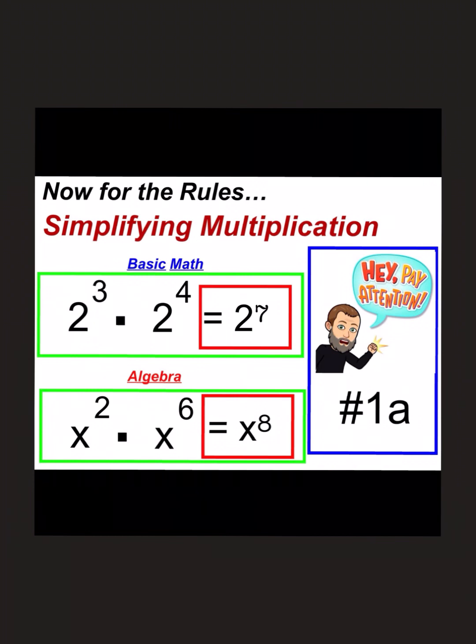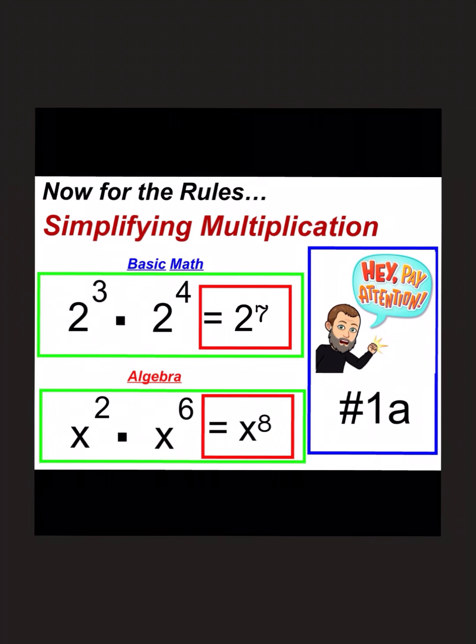The first rule is simplifying using multiplication. Now you'll notice 2 boxes here. One is identified as basic math with all numbers, and one is identified with algebra. Okay, these rules work exactly the same way. In the first box, the basic math is showing an example of what happens when you take 2 to the 3rd power and you multiply it by 2 to the 4th power, when your base values are exactly the same, and in this example they are both 2 and 2.